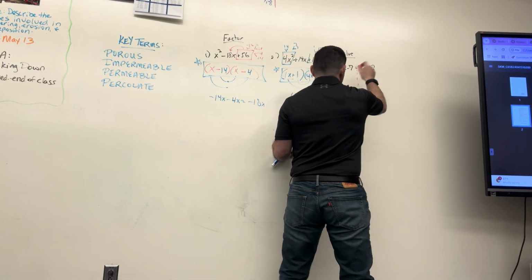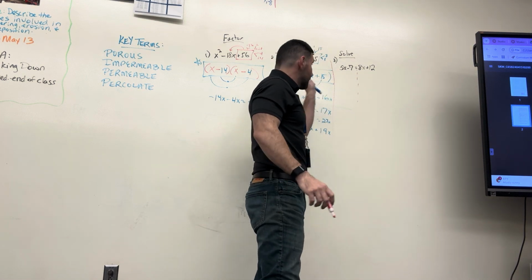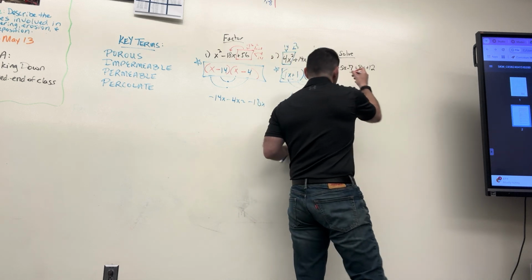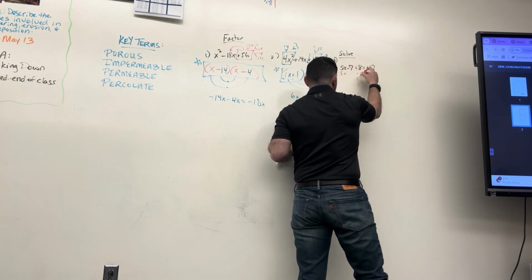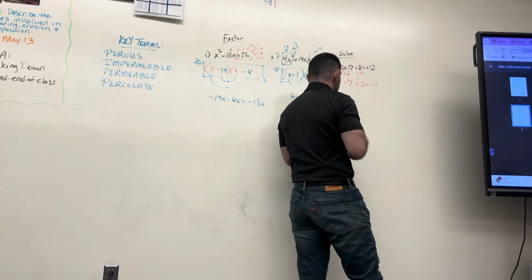Balance point. Distribute if needed. Nope. Combine like terms on the same side. Nope. Combine variables on opposite sides. Yes. I move my smaller variable over. So I subtract 5x from both sides. Negative 7 equals 3x plus 12. So far, so good. Okay.